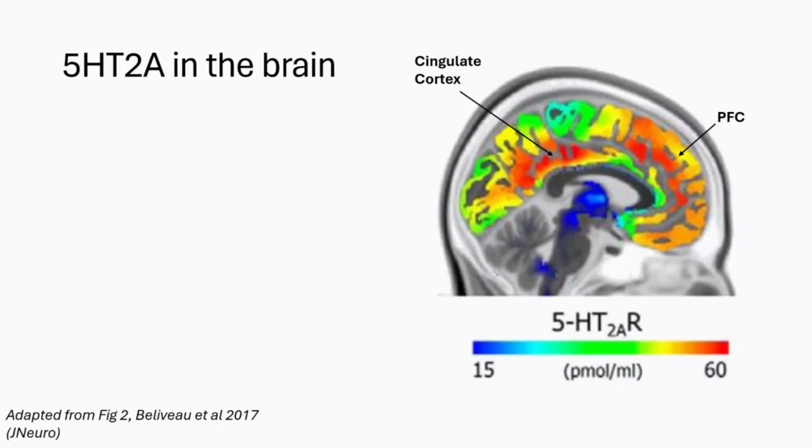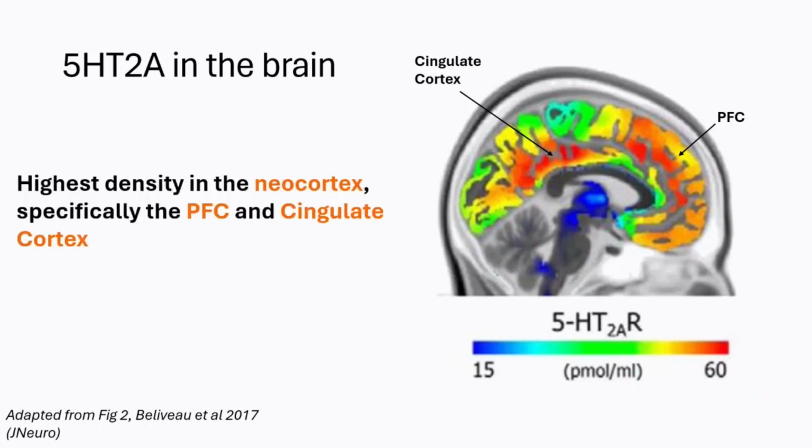And just as a nice little one here, if we have a look up here, this is your motor strip over here, nice and green, and that's the reason why psychedelics don't mess with your movement and you can still walk on them and stuff. So the highest density is in the neocortex, or the area on the outside of the brain, and specifically the prefrontal cortex and the cingulate cortex. And these two areas are really, really important for all sorts of executive control functions, and the prefrontal cortex in particular is the master controller of the brain and makes sure that all the other regions are working together.